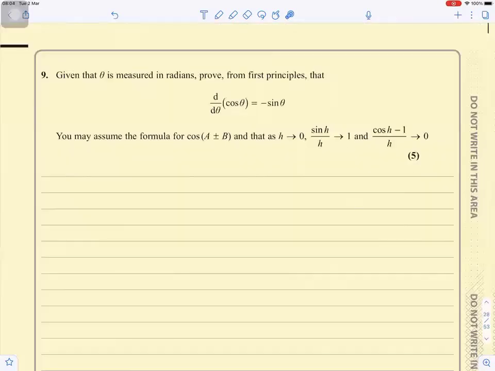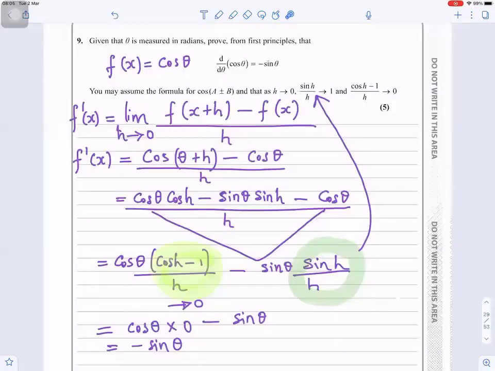Question number 9. Given that theta is measured in radians, prove from first principles that the differential of cos theta is equal to minus sine theta. So f of x is cos theta. So we want to differentiate cos theta. So we're using this formula there. That's very important. I've circled it. f dash of x is given as the limit as h tends to 0 of f of x plus h, remember, we've added h to it, minus f of x, divided by h.